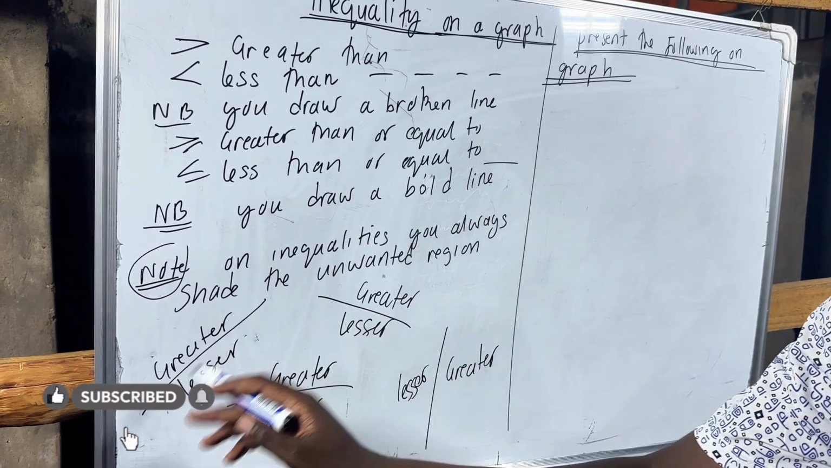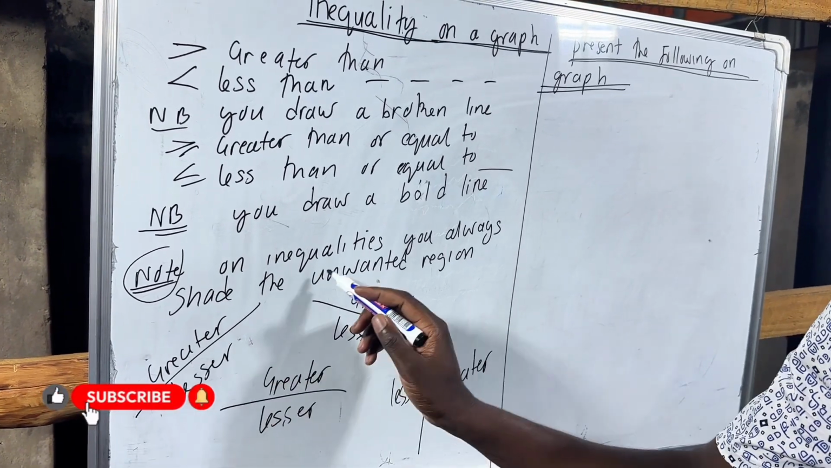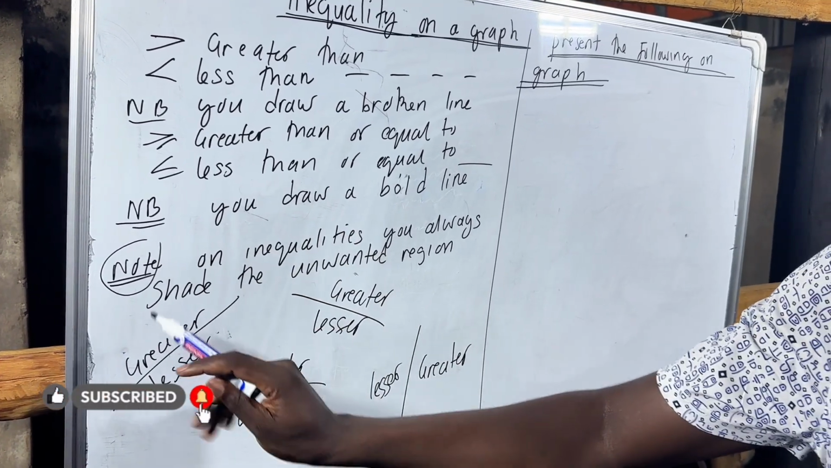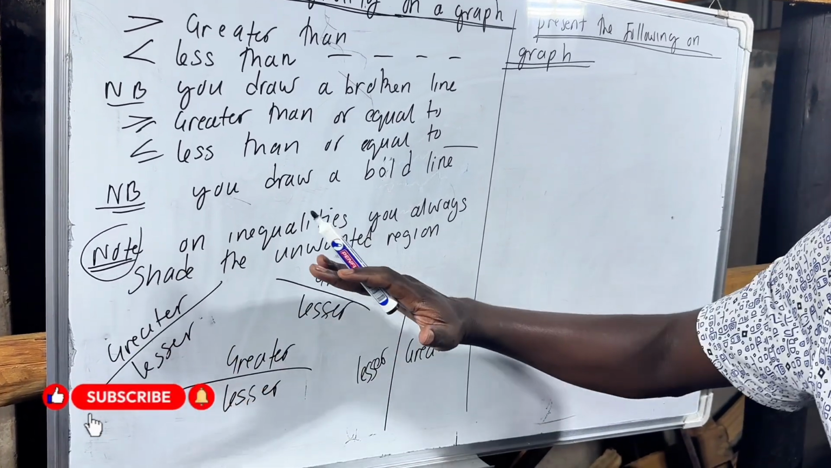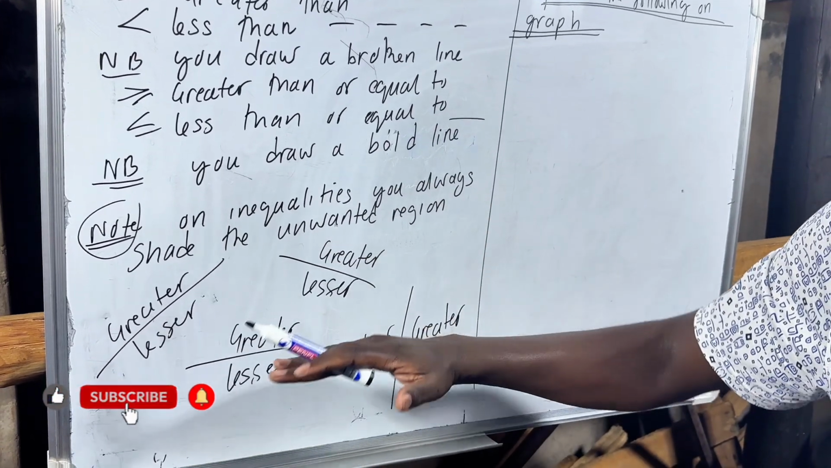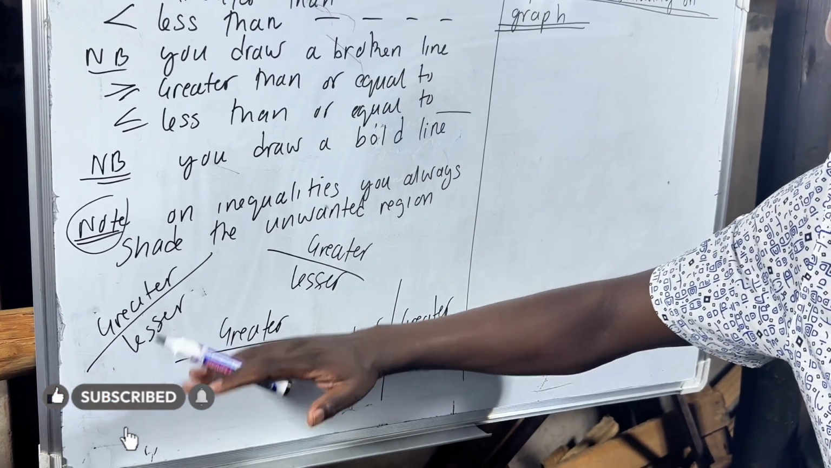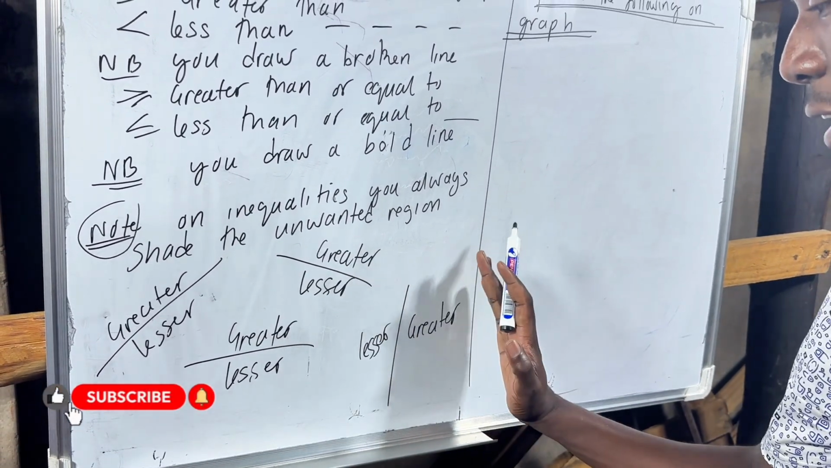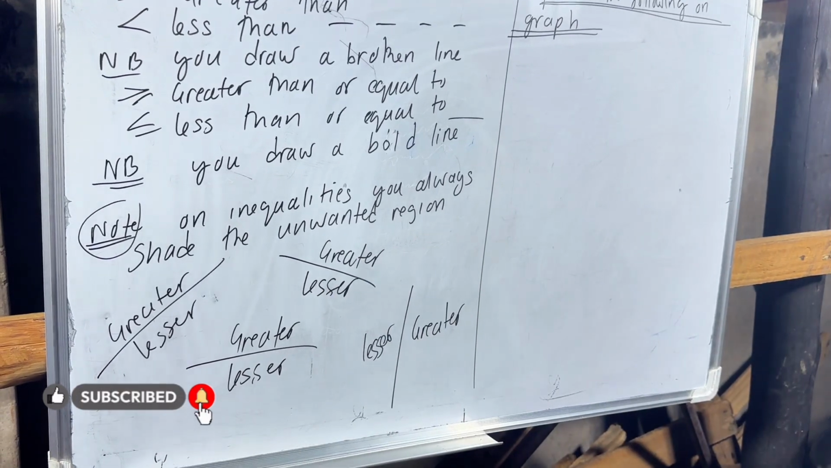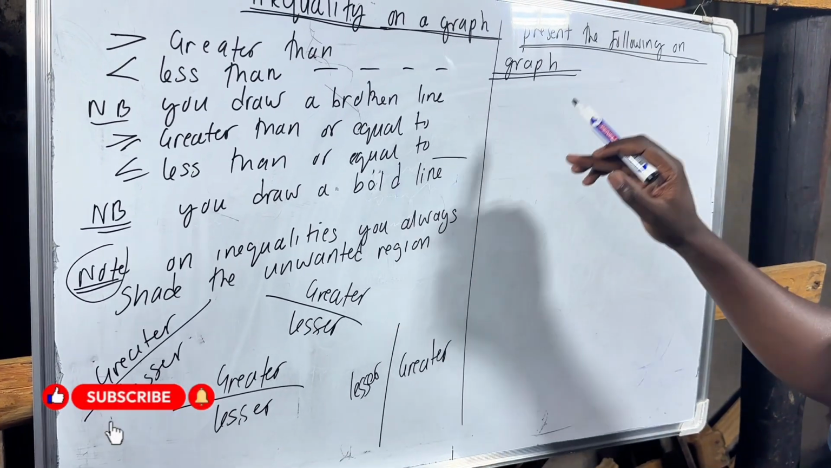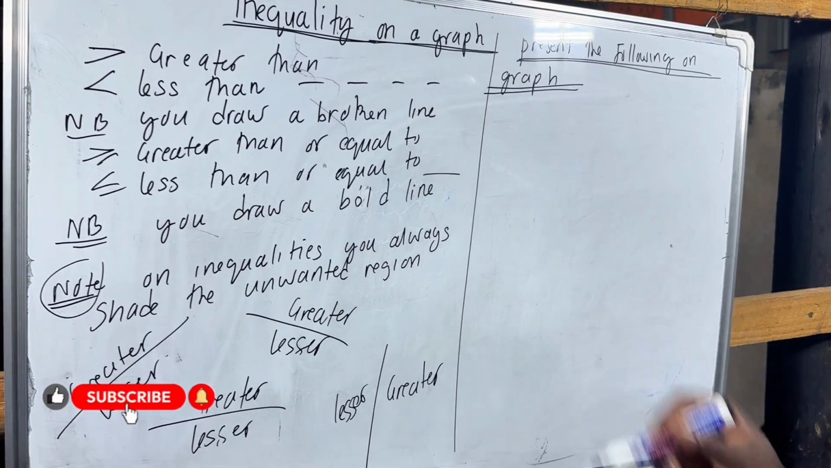Okay, so we have a line, this oblique line. This part here is greater, this part here is lesser, this part here is greater, this part here is lesser. Then on this part is greater, this part is lesser. On this side is greater, this side is what? Is lesser. Okay, so let's present these inequalities on a graph.